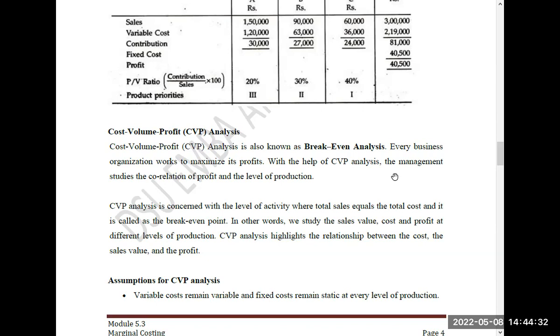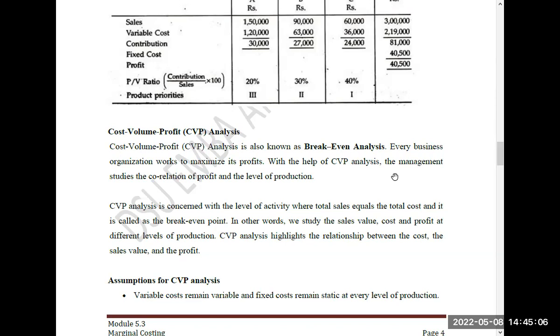Okay. Next, come to the break-even analysis, or we can call it cost volume profit analysis. Break-even analysis, otherwise called cost volume profit analysis. What do you mean by cost volume profit analysis? The analysis of the relationship between these three variables is called CVP analysis. Cost, volume. Volume means the number of units produced. Cost means the cost of that product. Profit means how much I'm going to get out of this product.